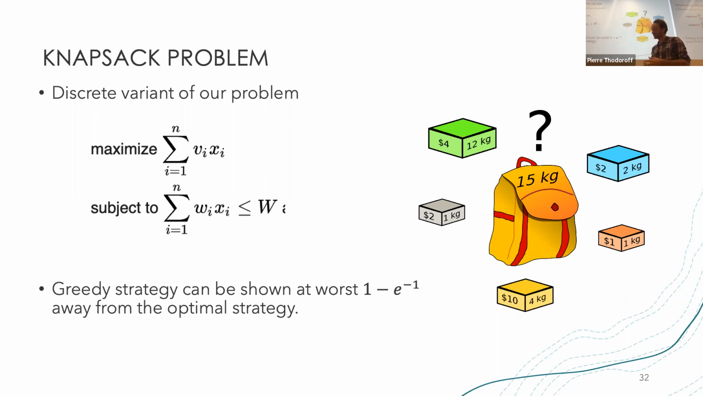What's interesting with this problem is that you can show that if you do this greedy strategy of taking the value of a brick and dividing it by its cost, you order all the bricks and you choose the bricks greedily, then you can guarantee that you're going to be not too far from the optimal strategy. This coefficient is like 0.63 or something. So even though it's a combinatorial optimization problem that's NP-hard, you can still get a reasonably good approximation based on this greedy strategy.